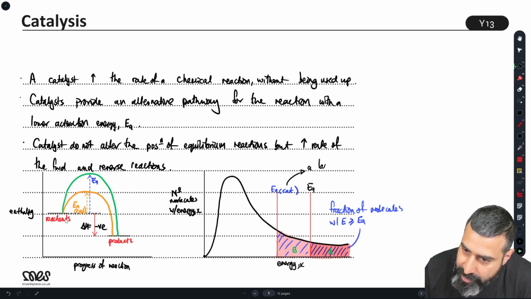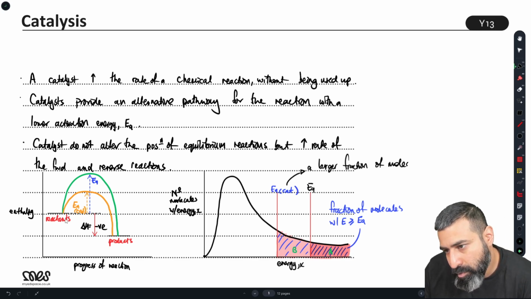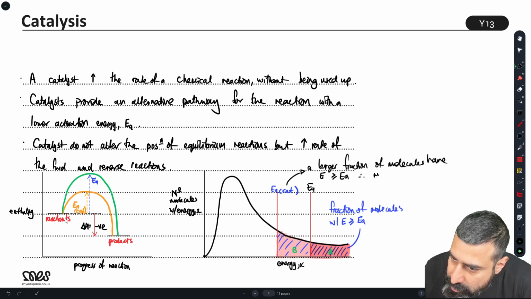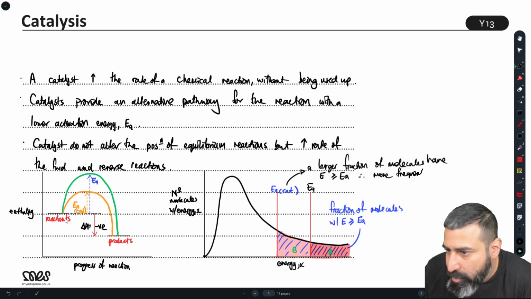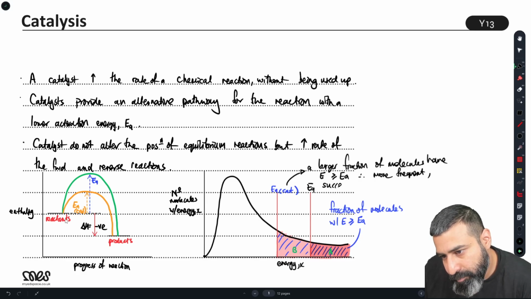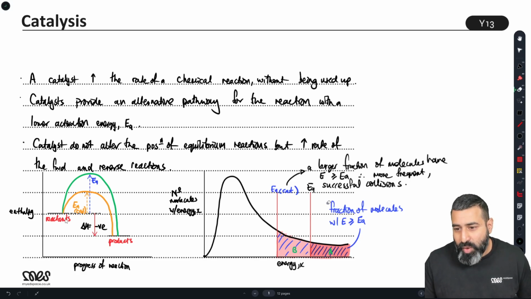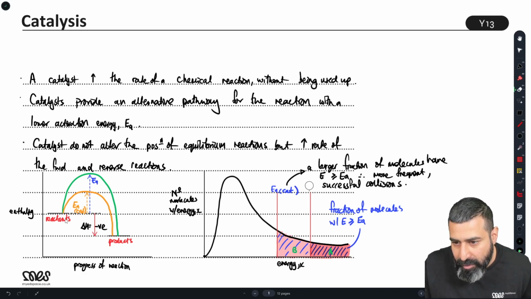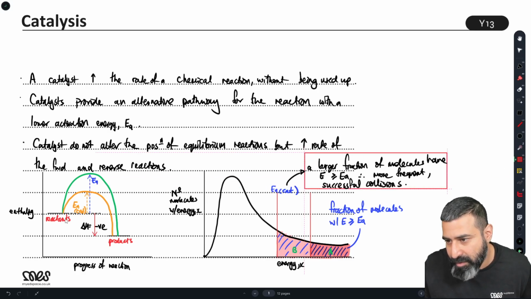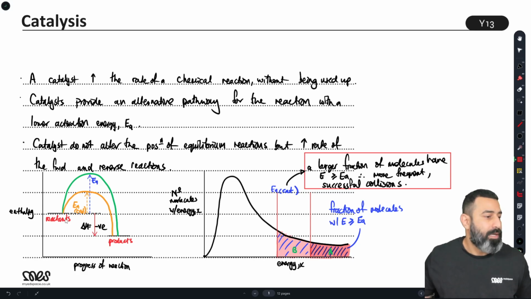So a larger fraction of molecules have energy which is greater than or equal to the activation energy, therefore more frequent, successful collisions. And there you go, that was a quick run through of some year 1 kinetics. Okay, and let's just put a box around that to make it a bit more neat and manageable.